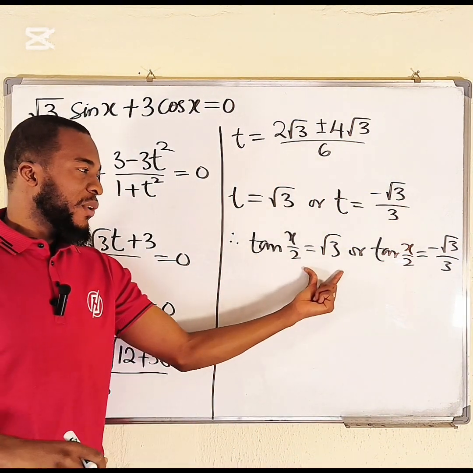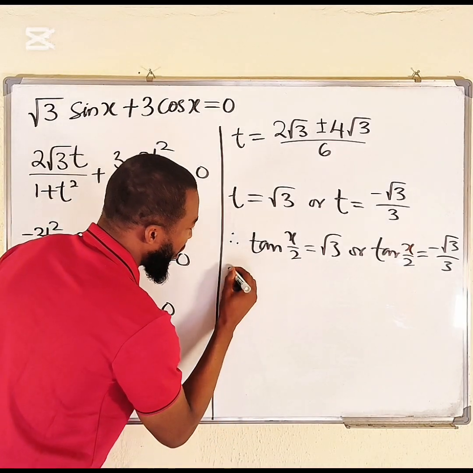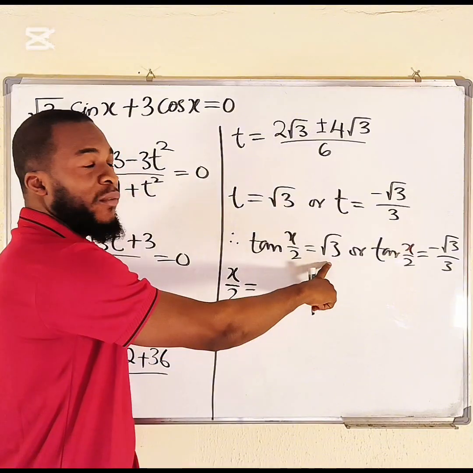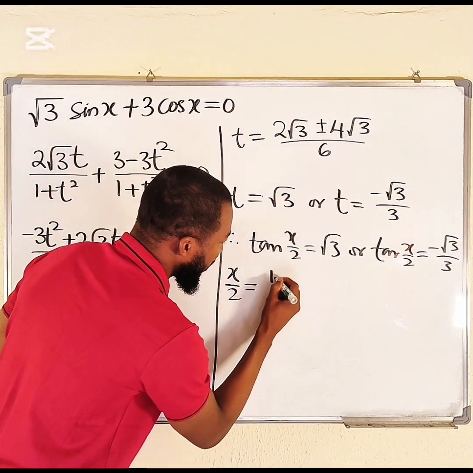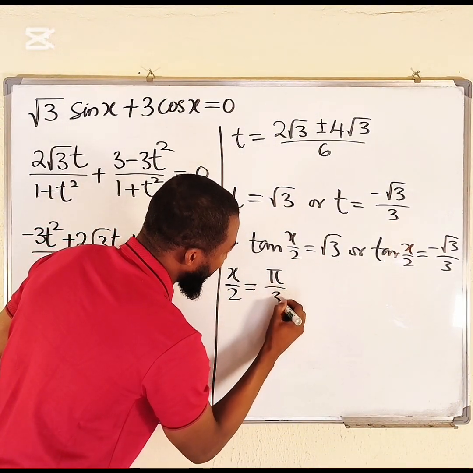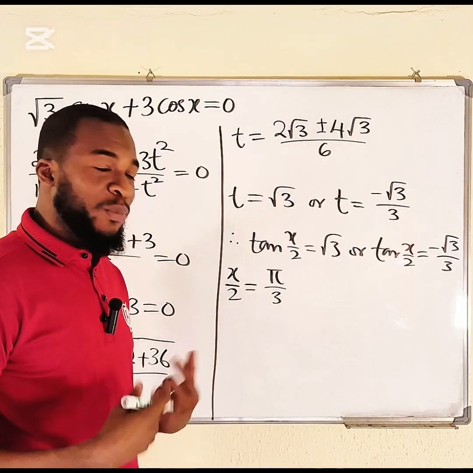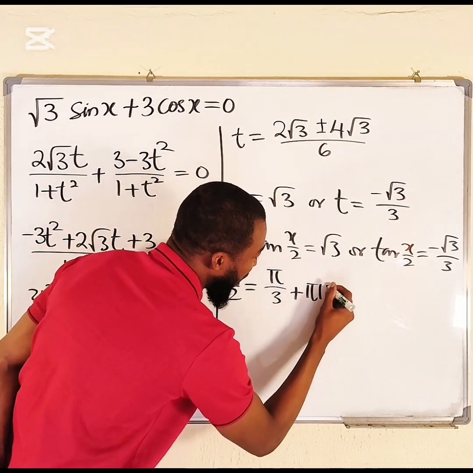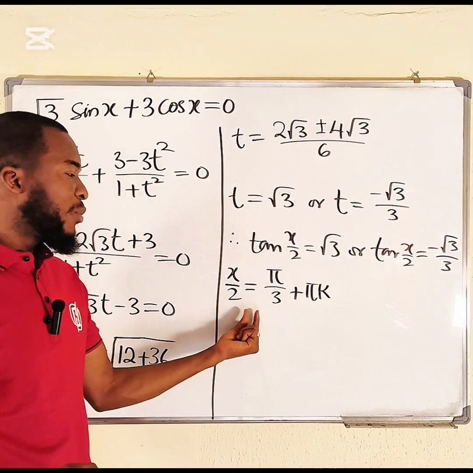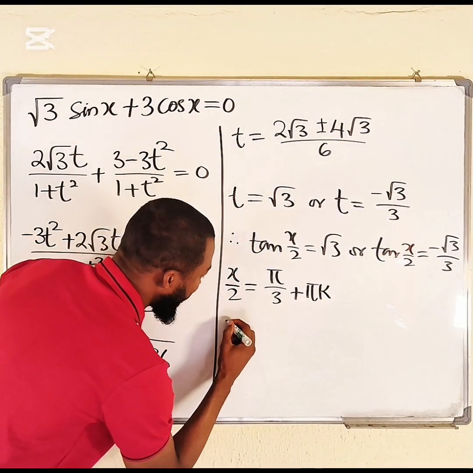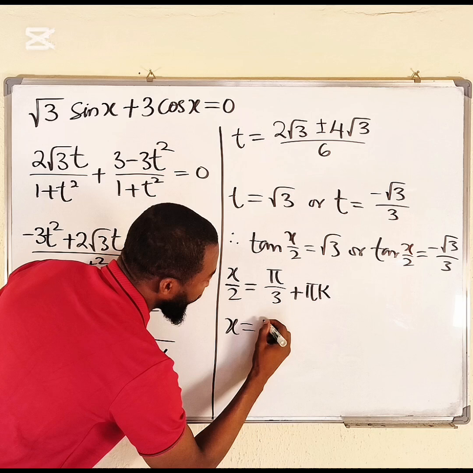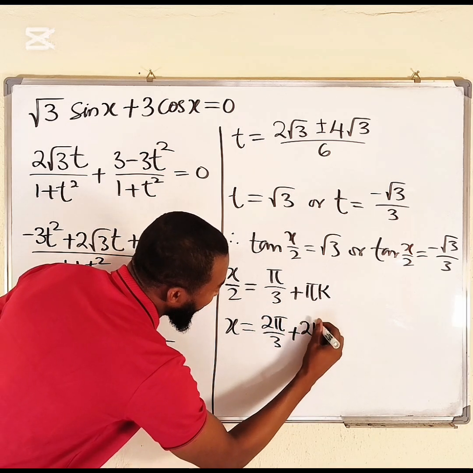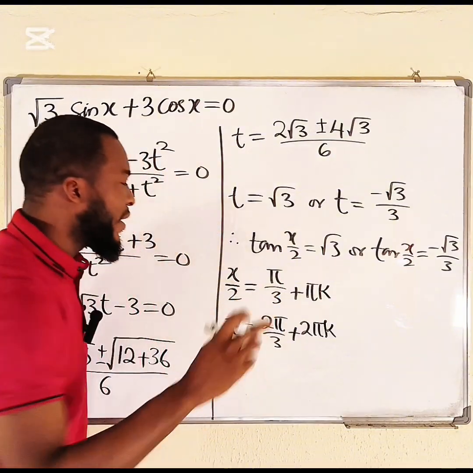If you take tan inverse of both sides from here, you have x divided by 2 equal to tan inverse of root 30, which is pi divided by 30. Yes, but remember that tangent is periodic in every given pi, so you add multiples of pi. Then you multiply both sides by 2. You have x equal to 2 pi divided by 30 plus 2 pi k. We are done with the first equation.